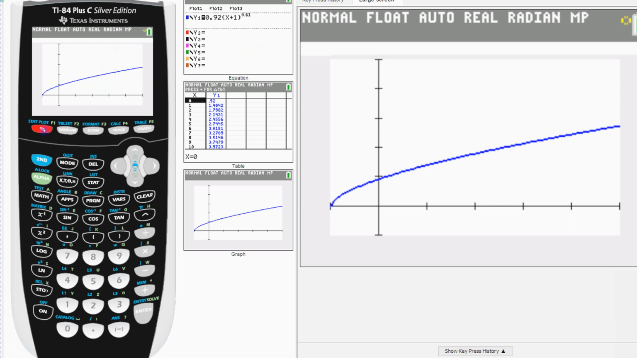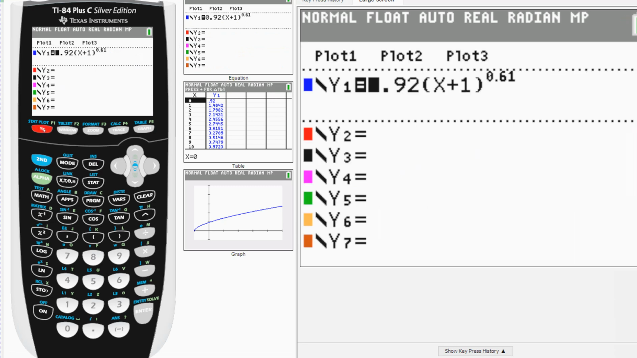And so I've actually got the graph up here. All right, so first thing is carefully type it in. So remember 0.92 times parentheses, you've got to change t to x. So x plus 1, and that whole parentheses raised to the 0.61.